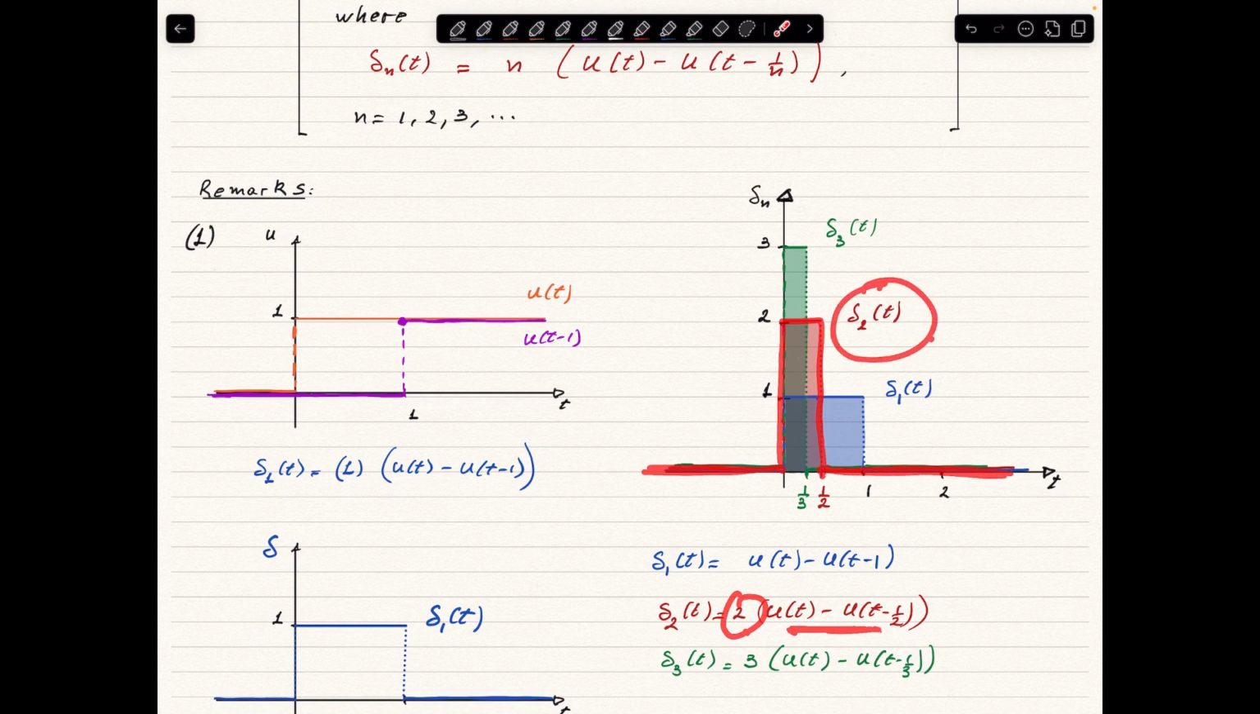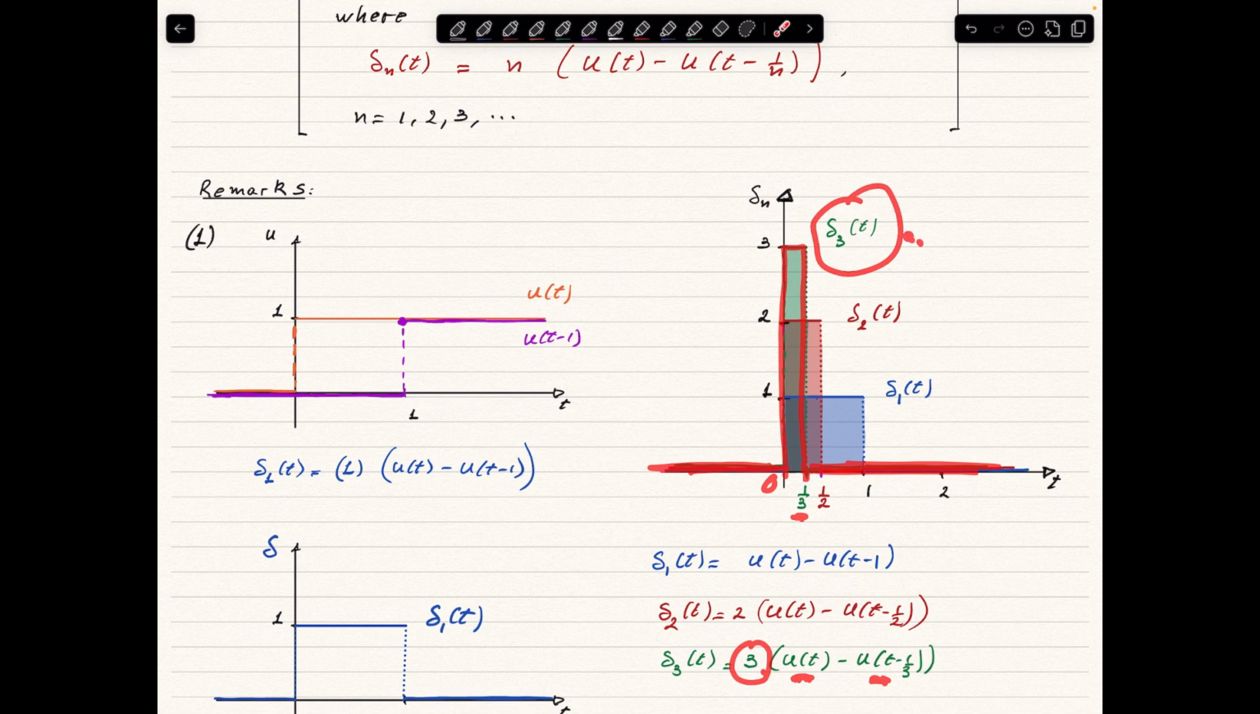What happens when we put n equal 3 here? Well, the result is right here, and we need to do the difference between the step at 0 minus the step at 1/3. 1/3 is closer to 0 than 1/2, so the function we are going to obtain is 0 everywhere except between 0 and 1/3, and in this little interval between 0 and 1/3, the function takes value 3, so we go a little higher now. And this is delta 3.